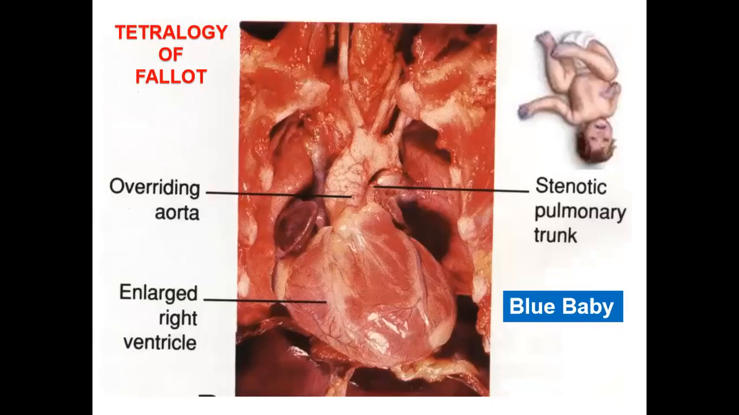Because of that, you can see the baby is born blue, and you can see the overriding of the aorta, the large right ventricle, and the stenotic pulmonary tract.